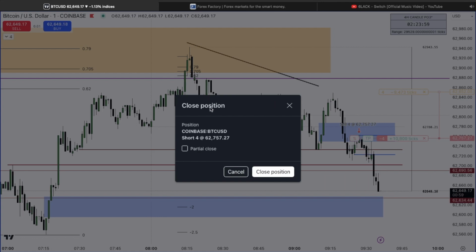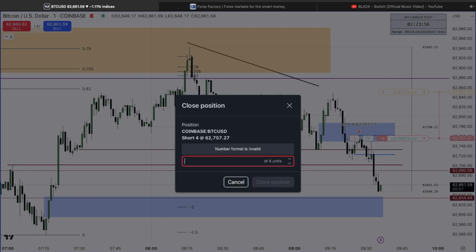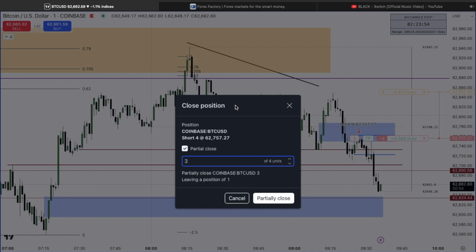Let's see if we get our partial level real quick. Yeah, we partial out here at that FVG, and then we go break even. We leave the runner on for those deviations that we want to see get traded into. We're kind of right there already at 100 points too, so it's not bad.